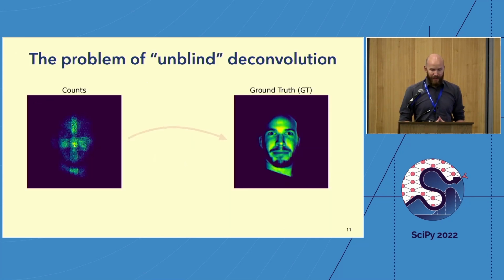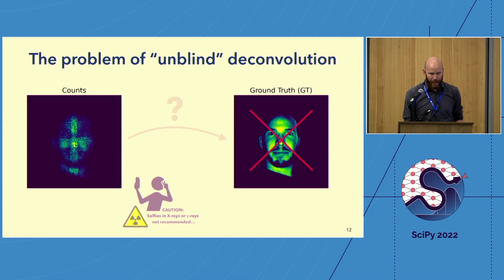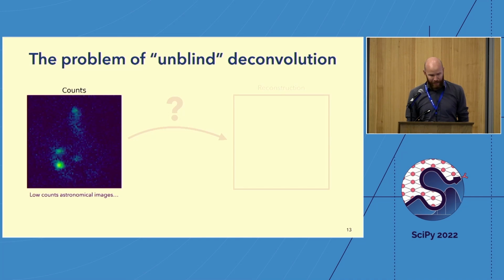So what is now the problem of the unblind deconvolution? We have the data on the left, which is the counts. These are the things that we can actually measure. And the question is whether we can actually improve the quality, reduce the noise, and improve the angular resolution of the image again, such that we end up again with this selfie or a nicer image here. Typically, of course, especially for astronomical images, we don't have any ground truth, or we don't have anything to compare to. And also, selfies in X-rays or gamma rays are probably not recommended anyway. So let's just change to an astronomical example here.